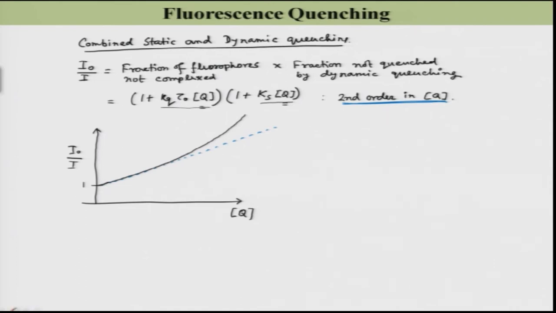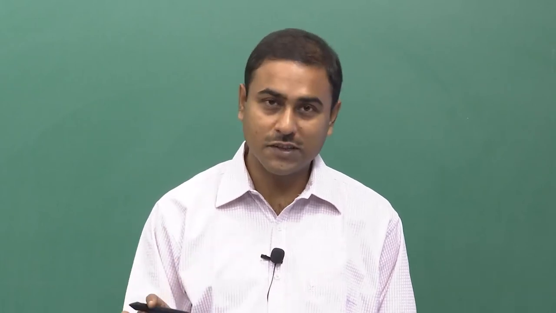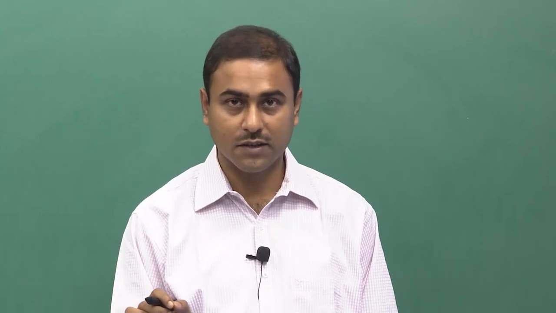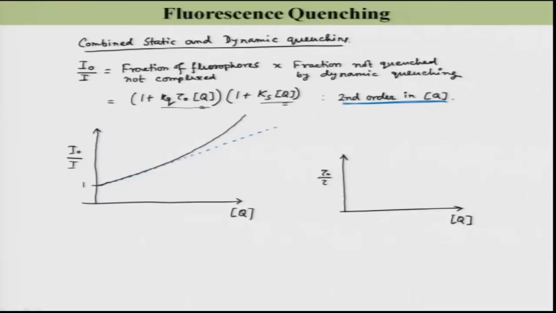However, if you plot tau 0 by tau versus Q, obviously, you are not going to see such kind of upward curvature, because for tau 0 by tau, there is no contribution from the static quenching. Only dynamic quenching is operational or is visible. Both quenching types are operational, but only dynamic quenching is visible for the lifetime measurement. So, in this case, this will purely be a straight line, intercept equal to 1, and here the slope will be equal to Kd, which is kq into tau 0.